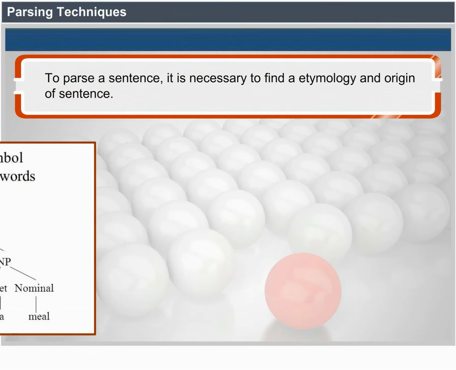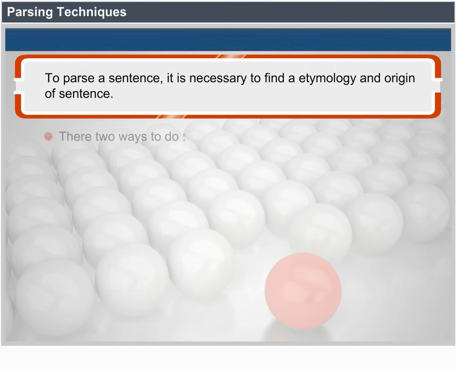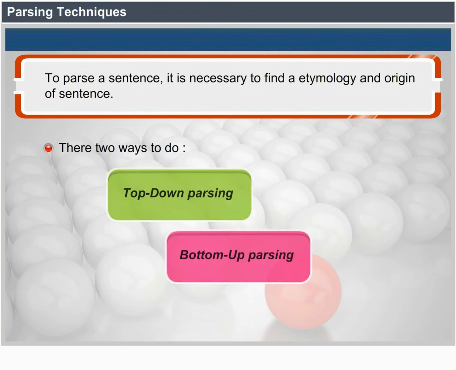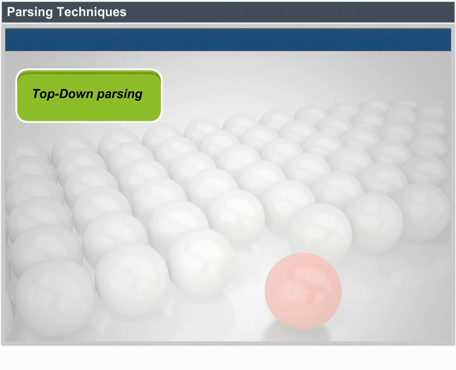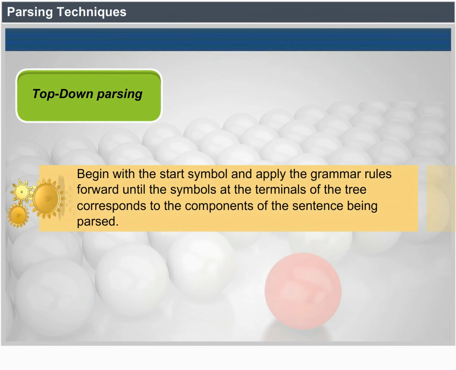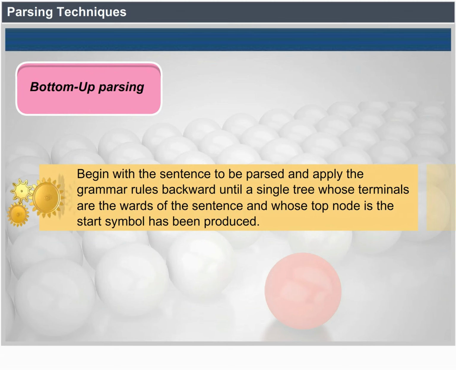To parse a sentence, it is necessary to find the etymology and origin of the sentence. There are two ways to do this: top-down parsing and bottom-up parsing. Top-down parsing: begin with the start symbol and apply the grammar rules forward until the symbols at the terminals of the tree correspond to the components of the sentence being parsed. Bottom-up parsing: begin with the sentence to be parsed and apply the grammar rules backward until a single tree whose terminals are the words of the sentence and whose top node is the start symbol has been produced.